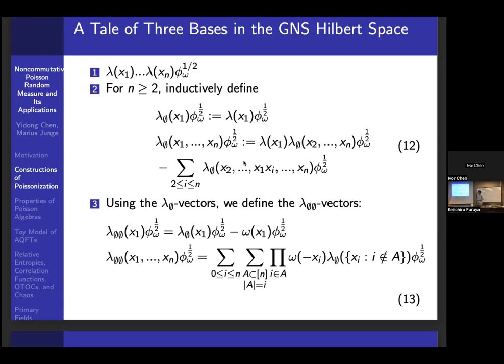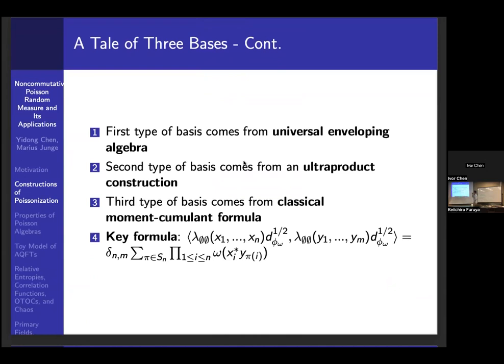I didn't tell you how I get these. I didn't pull them out of a hat. Here's the reason. We already know the first type comes from the universal enveloping algebra. How do I get the second type? That's a different model of Poisson algebra that I don't want to tell you about. It's given by an algebra product construction.